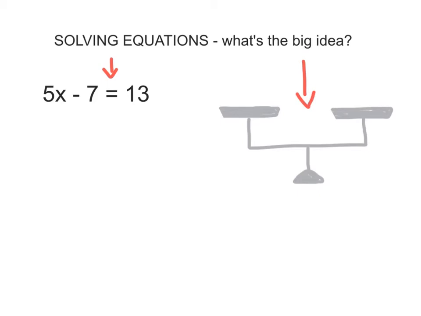If we change one side of the scale, what happens? If we put something on the left-hand side, then this side is going to go down because it's going to be heavier. It'll no longer be balanced. This side will then be lighter and it'll go up. So, we have to keep it balanced.